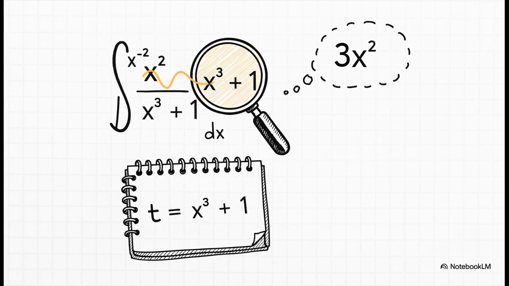Okay, step 1, identify. Let's do some detective work. I'm looking at this and I see a function, x cubed plus 1 in the denominator, and I know its derivative is 3x squared, which looks suspiciously like the x squared we have in the numerator. That's a huge clue. So let's make our move. Let's substitute t equals x cubed plus 1.